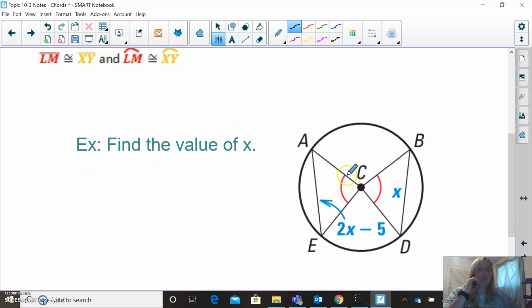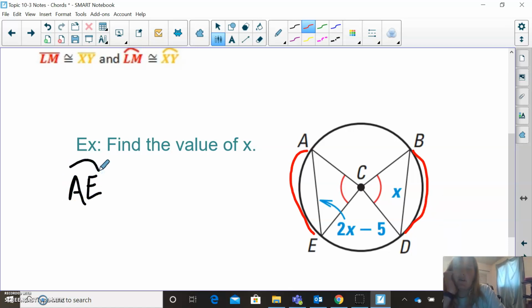So what we know about central angles is that the intercepted arc is congruent to the angle measure. It says that these angles are congruent, therefore arc AE is going to be congruent to arc BD, which means their chords are congruent.